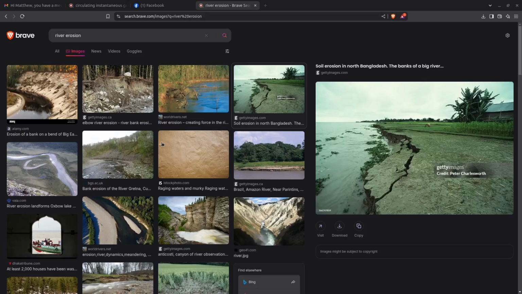So as a follow-up to my previous video just the other day about evidence of a deluge and that we're being lied to, where I really focused on the Grand Canyon, we've got more photos. Here we have just a river erosion search on Google, and we can very clearly see an example here.